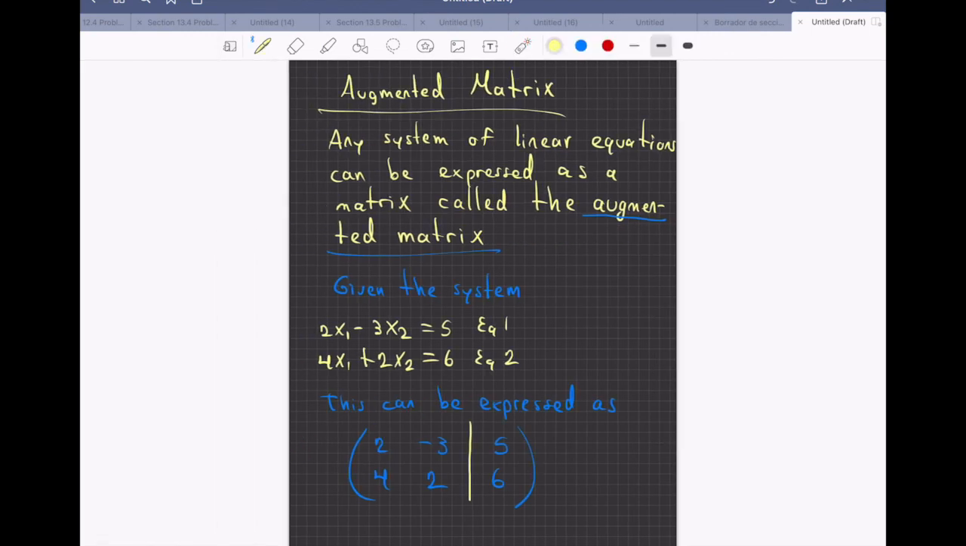So we have a matrix in the form A, B, where A is 2, -3, 4, 2. This is the left side, and the matrix B is 5, 6. You see that? So with this, we say that we can express any system of linear equations, no matter the number of unknowns or equations, in this form. You see that?